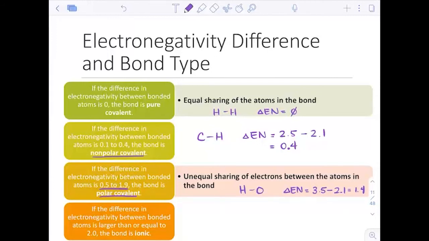Now, if the difference between the bonded atoms is larger than or equal to 2.0, that's what Linus Pauling defined as ionic. And so when we look at this idea of metals and nonmetals, we start to see that it's not the best definition of bonding. This is a more accurate definition of bonding, looking at the actual desire or the ability to attract electrons in a bond and say, is there enough change in electronegativity to transfer electrons, or just to provide an unequal sharing, or just to provide a perfectly equal sharing of electrons.